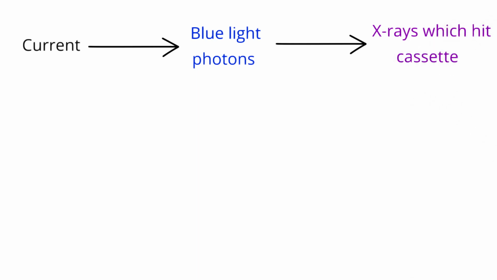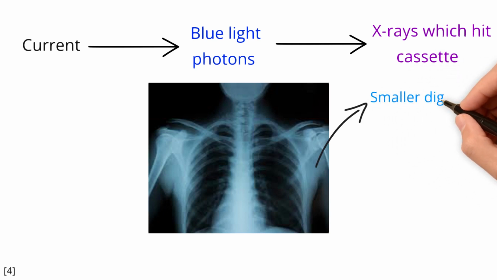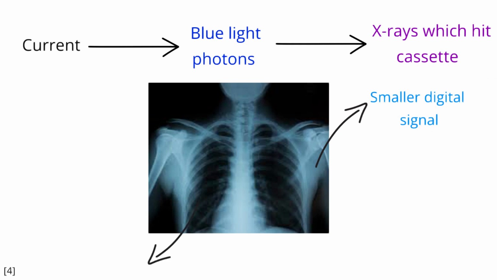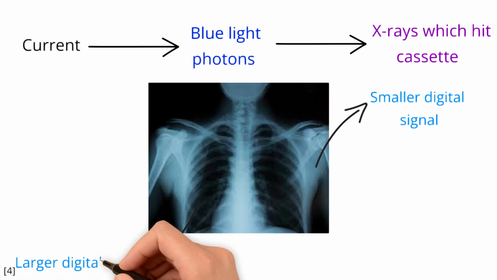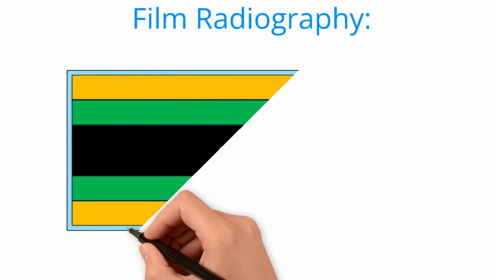The current obtained for an element of the cassette is sent to an analog to digital converter. The X-ray can then be presented digitally. A smaller digital signal will correspond to fewer X-rays and therefore a structure with a higher mass attenuation coefficient, such as bone. A larger digital signal will correspond to more X-rays and therefore a structure with a lower mass attenuation coefficient, such as tissue. Now let's discuss film radiography, starting with the setup of the X-ray cassette.